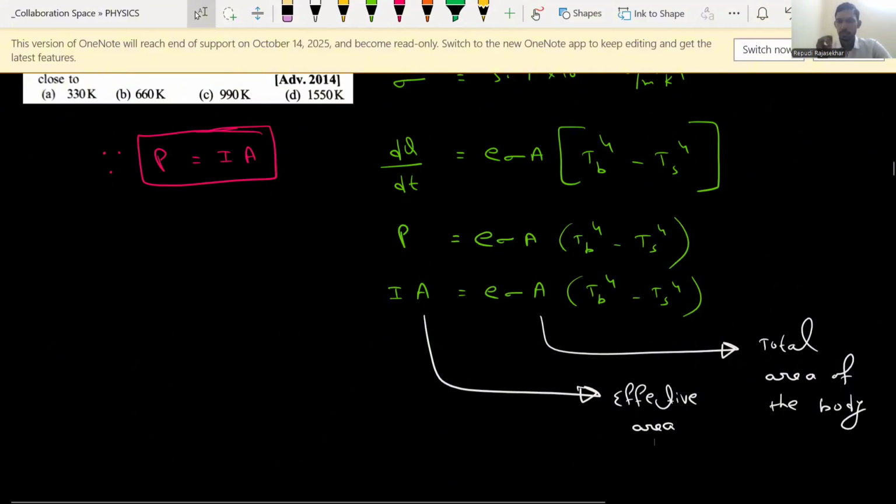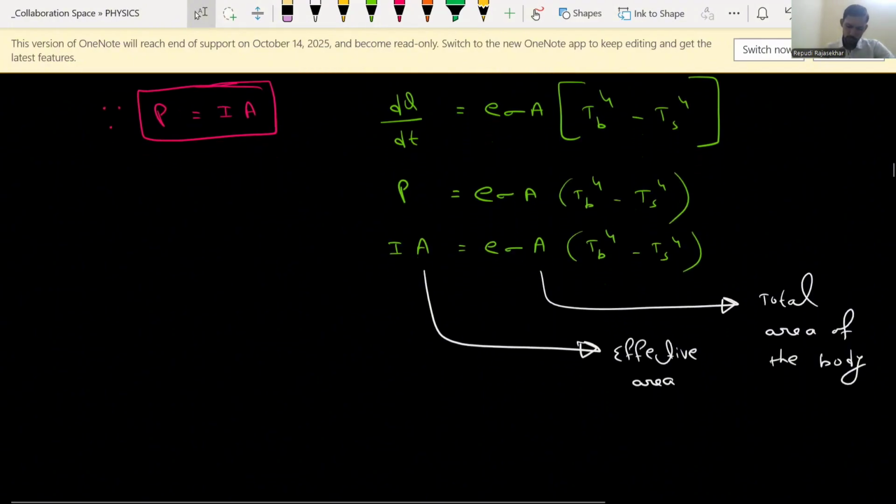The right side A we have written in the equation is basically the total area of the body. If you take a total sphere, a hollow sphere, it is the total area of the object. Now on the left side we have written power equals I into A. This left side A represents only the small portion through which light can enter from inside to outside, or from outside to inside also. So it is only the effective area, not the total area here.